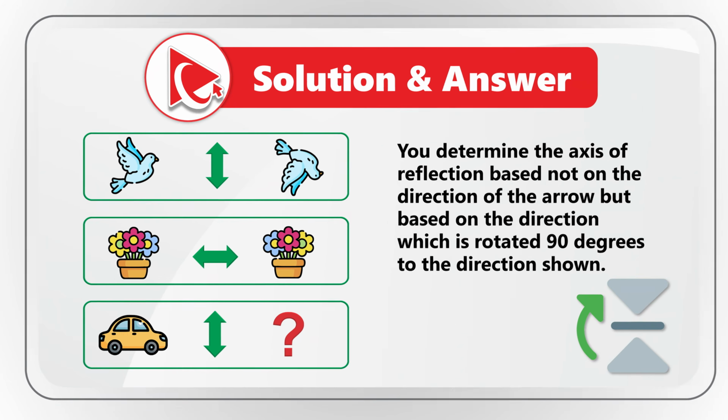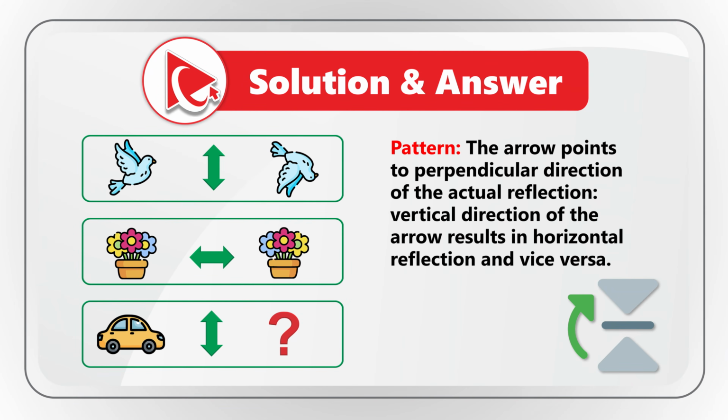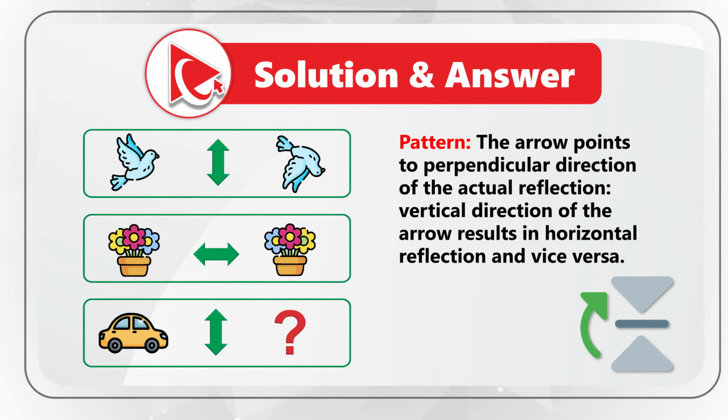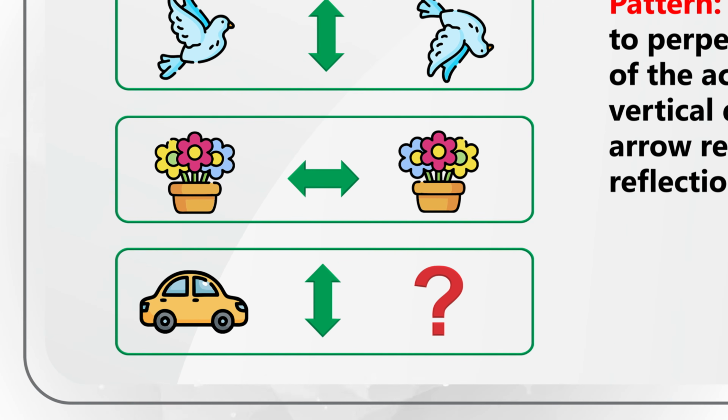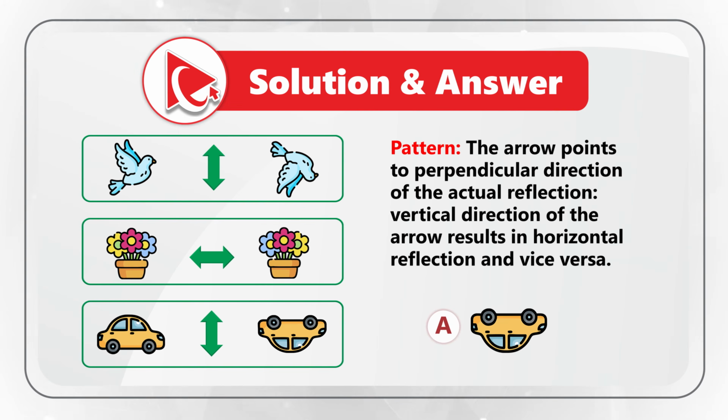So the pattern here is that the arrow points to perpendicular direction of the actual reflection. For example, vertical direction of the arrow results in horizontal reflection and vice versa. Let's look at the third row to get to the correct answer. Because arrow goes from top to bottom, we need to use horizontal reflection, which means that the correct answer here is choice A. Did you get to the same answer?